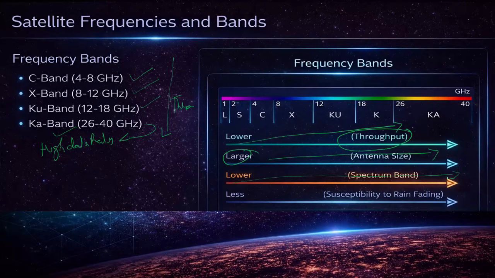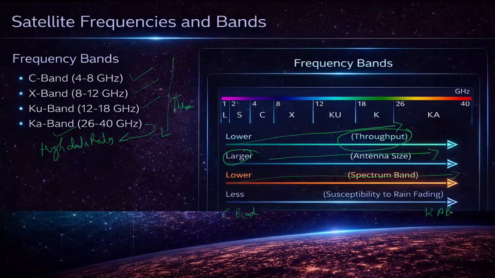Then you have this rain fade effect. When you are in C band, the rain fade effect may be less. But as you move towards the Ka band, the rain fade effect will be high. So rain fade is one of the most important challenges in the case of NTN. As frequency increases, susceptibility to rain fading also increases. Higher bands like Ka are more affected by atmospheric conditions. Lower bands like C band are more robust and reliable in harsh weather.